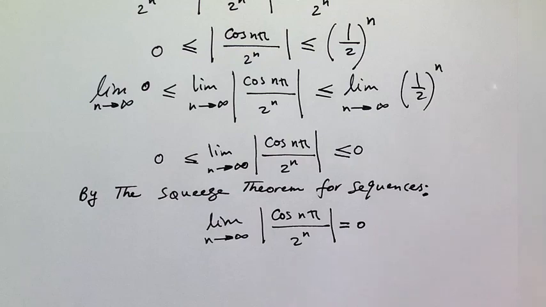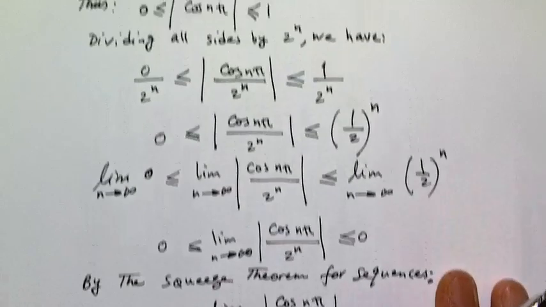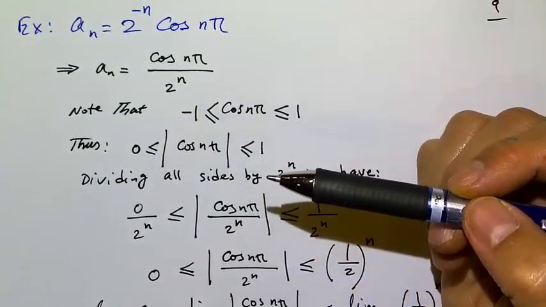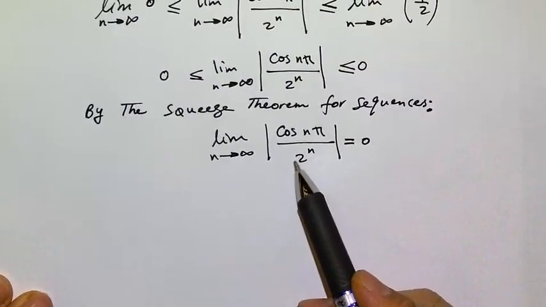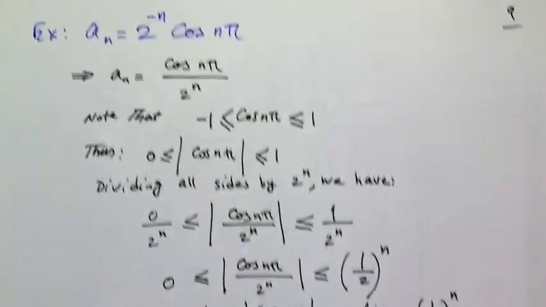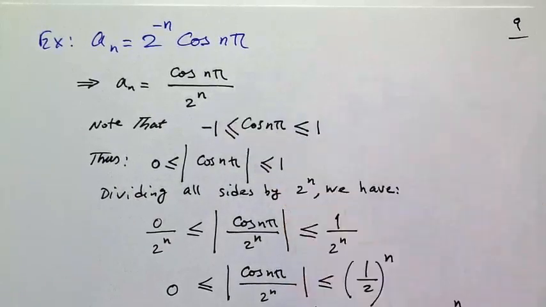But we have another theorem, right? Our original sequence didn't have the absolute value, but we do. So what does that say? What does this result say about the original sequence that didn't have the absolute value?